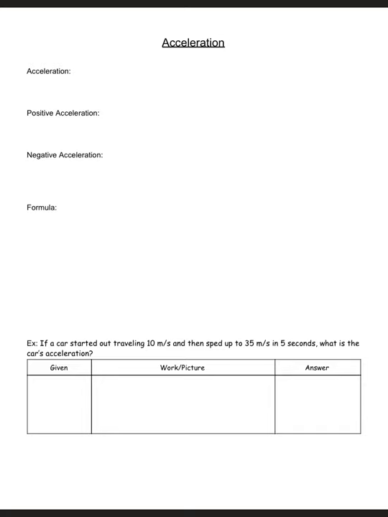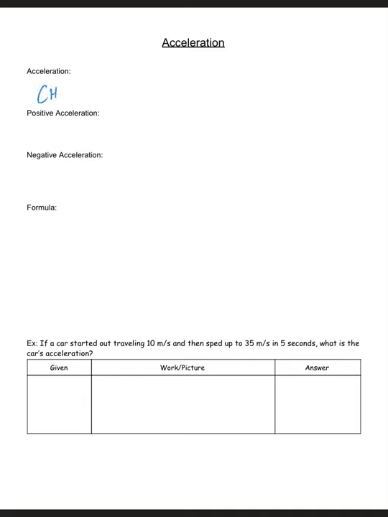Today we are going to talk about acceleration. Number one, how to solve for it, but also what it is and how to determine if acceleration is occurring on a position time graph, motion diagram, or velocity time graph. So first of all, what is acceleration?